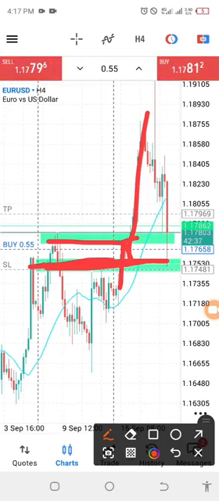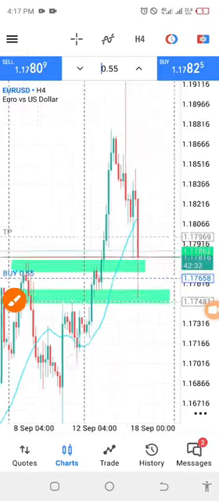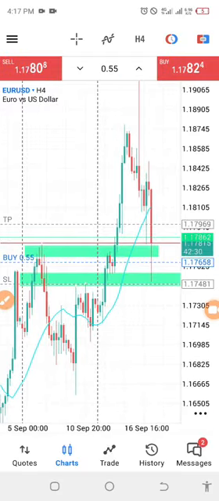So what did I do? I came and put my buy limit order around this area here. So I know that if price picks my order, it will reach this zone and then it will start going up back. That was my analysis. You understand?